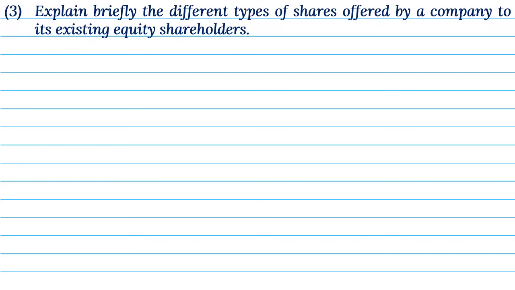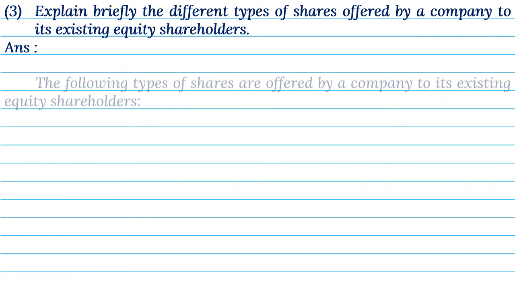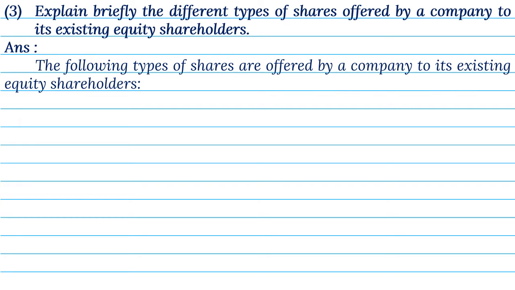3. Explain briefly the different types of shares offered by a company to its existing equity shareholders. Answer. The following types of shares are offered by a company to its existing equity shareholders.